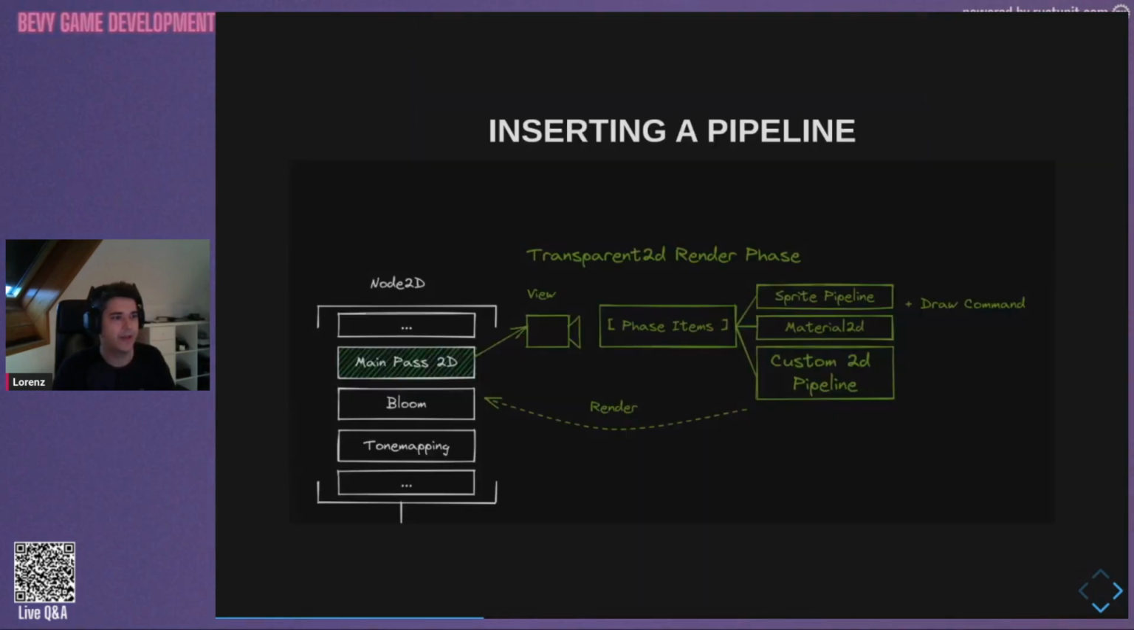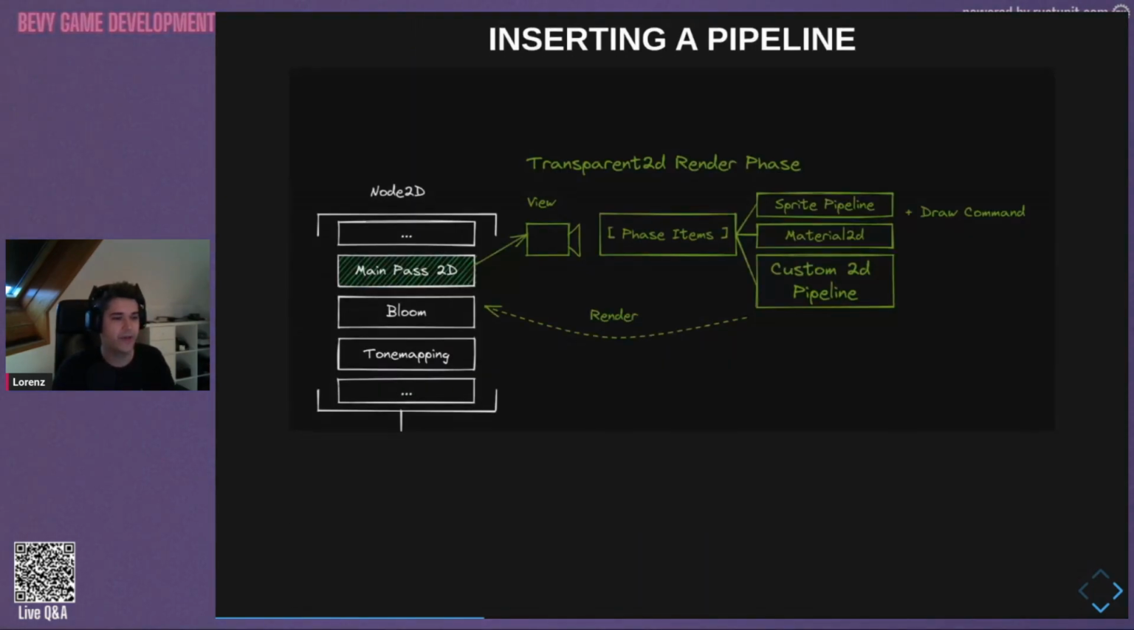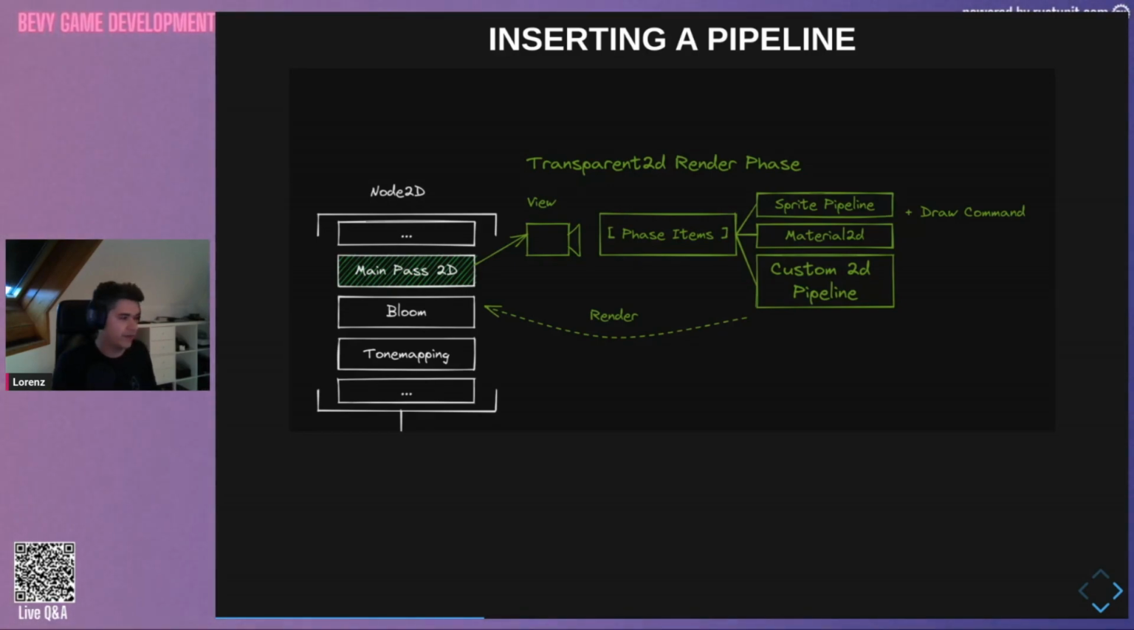So, inserting a pipeline. Now, we want to create a custom pipeline, of course. How do we insert it into this whole structure? Usually, we don't want to create our own node unless we want to do something very specific. Usually, we want to extend an existing render phase to make something draw on the screen that works well with the rest of the screen. For example, when you have a sprite and you have something custom you want to draw, and the sprite pipeline doesn't give you access to that.